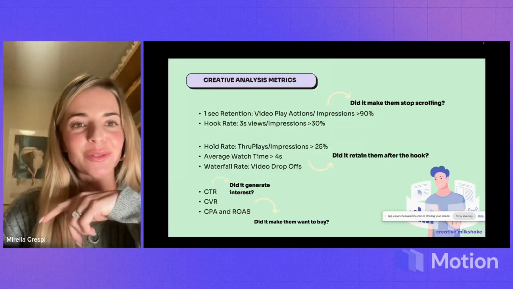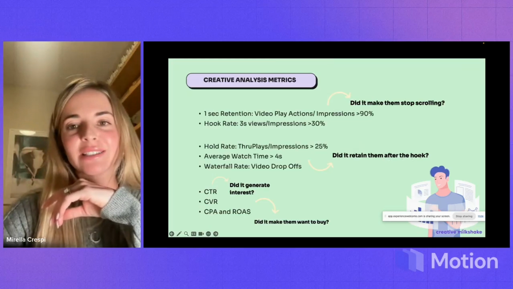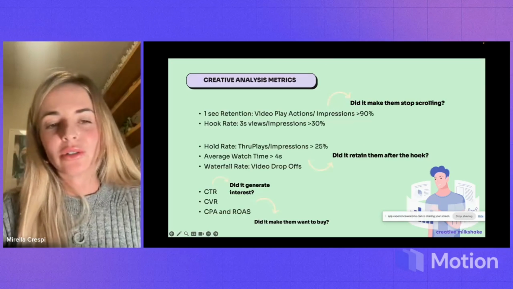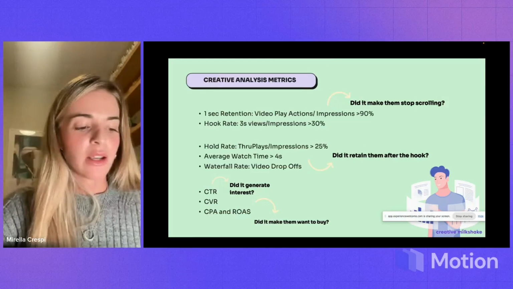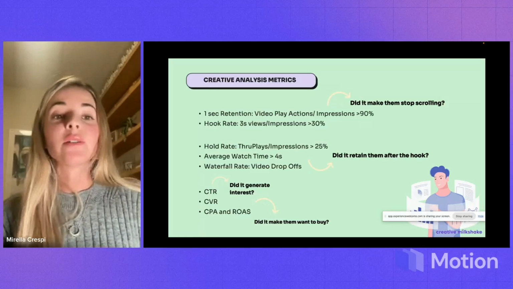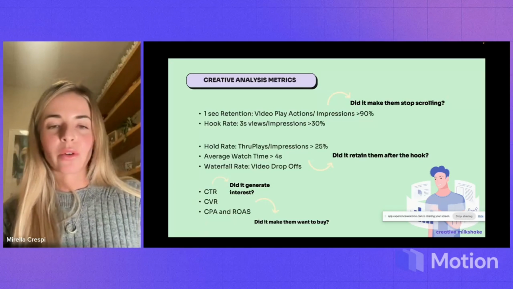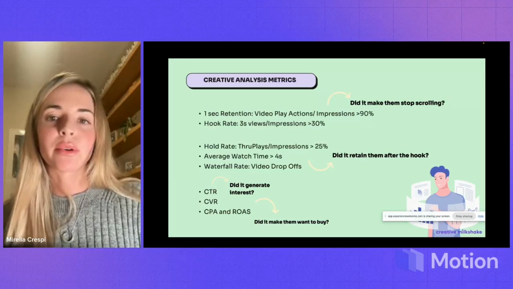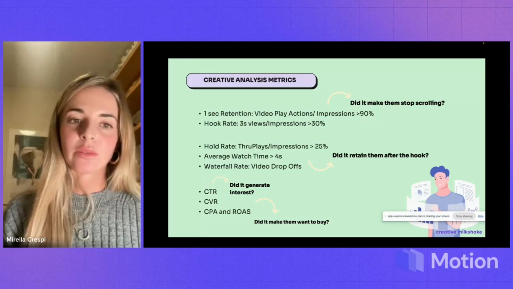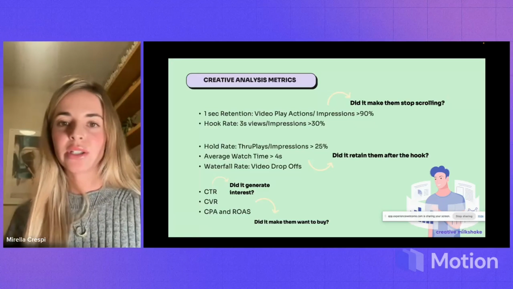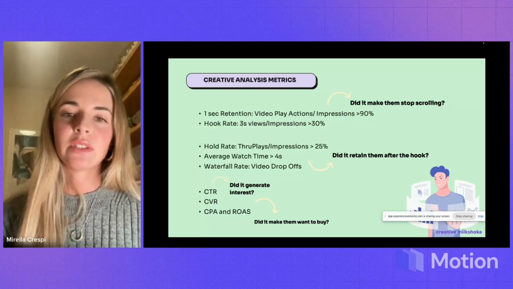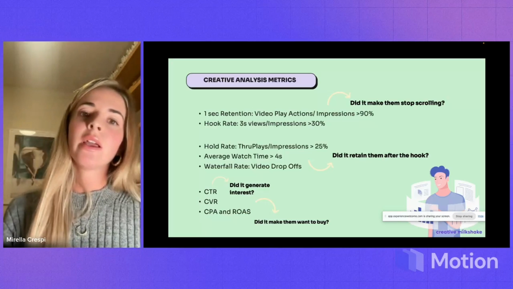So jumping on to the metrics and creative analysis. What we pay attention to when trying to understand if the ad worked and if it didn't work, why. The first second retention that I mentioned before, so video play actions divided by impressions, and your hook rate, which is 3-second views divided by impressions. And you're wanting to answer the question of, did it make them stop scrolling?